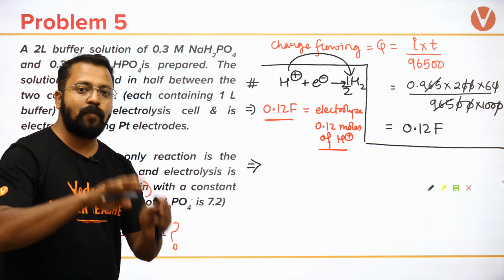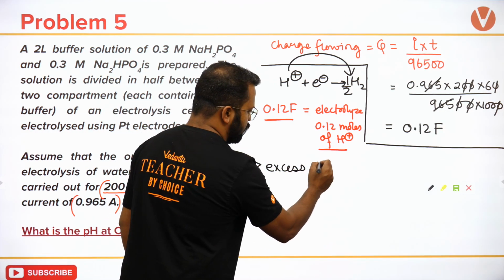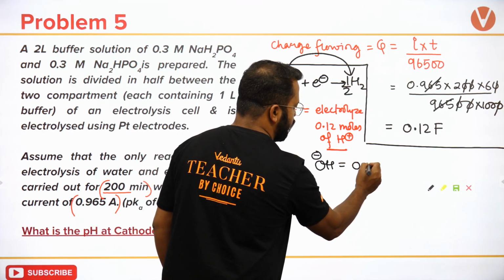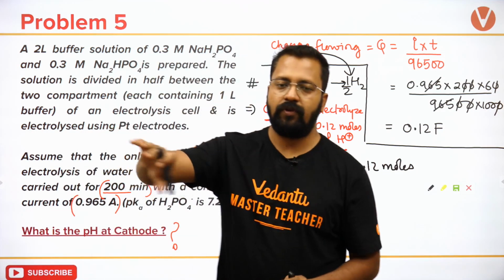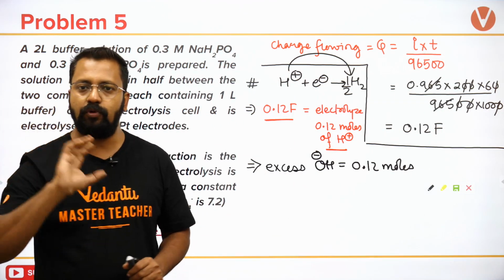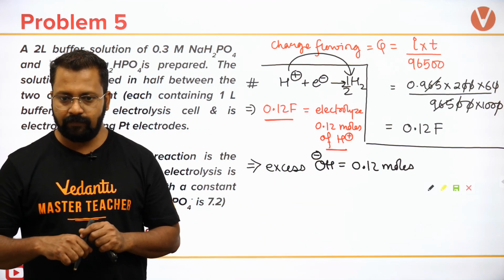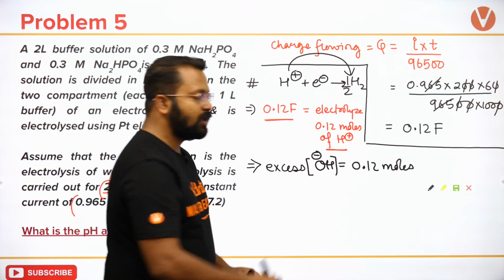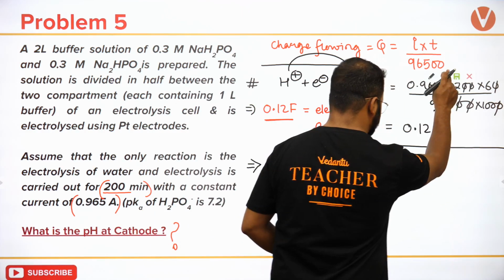So how much OH minus is left in excess? Can I say that excess OH minus will be equal to 0.12 moles? If I remove, एक न्यूट्रल सॉल्यूशन है, एक न्यूट्रल सॉल्यूशन में से मैंने 0.12 मोल्स H प्लस हटा दिया, तो 0.12 मोल्स excess बच जाएगा. Now 0.12 moles is left out, that brings me to the third stage of the question.